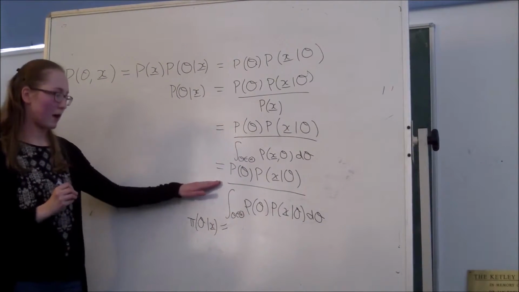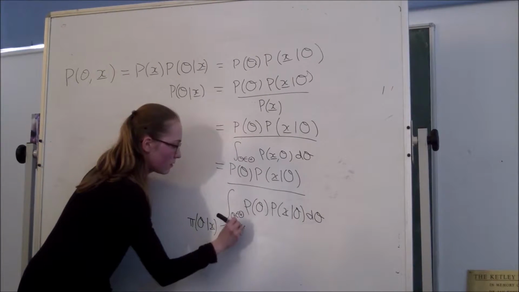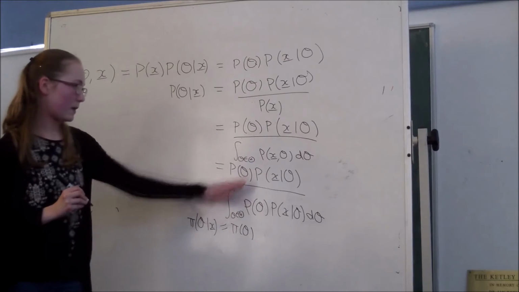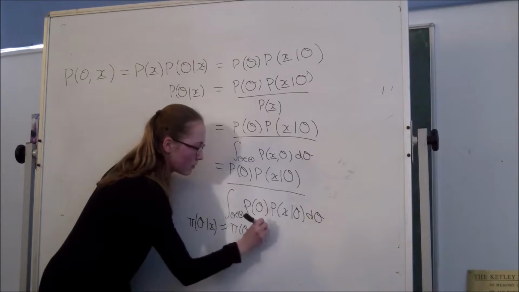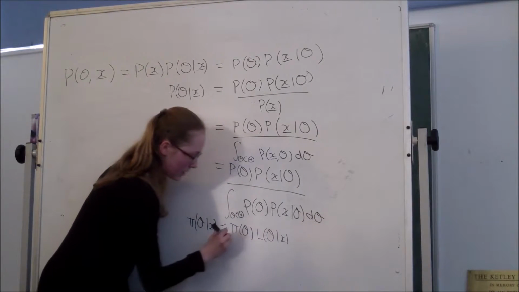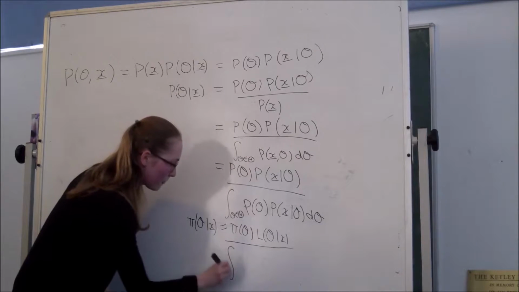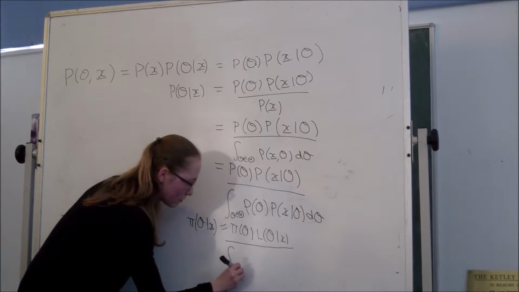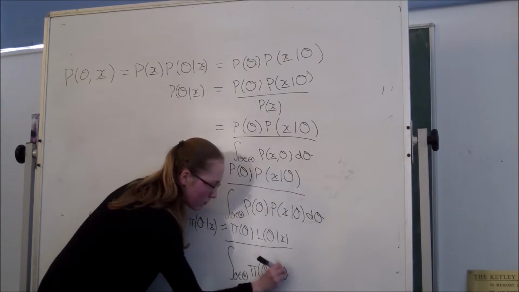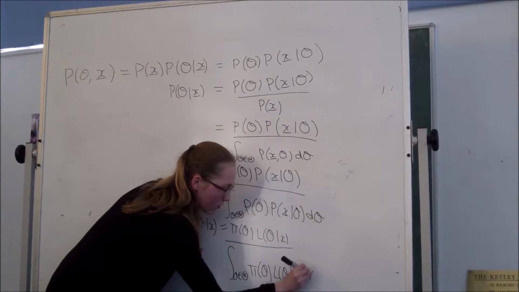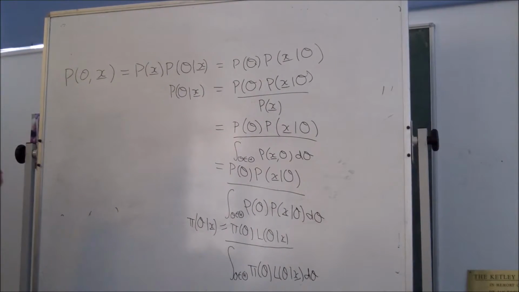And then p of theta is pi of theta. And then p of x given theta is our joint distribution function, which we said we were going to call the likelihood because we changed the conditioning. So this is the likelihood of theta given x, and then we've got the same thing on the bottom. Okay, and then we've proved it, and that's the result we had there.